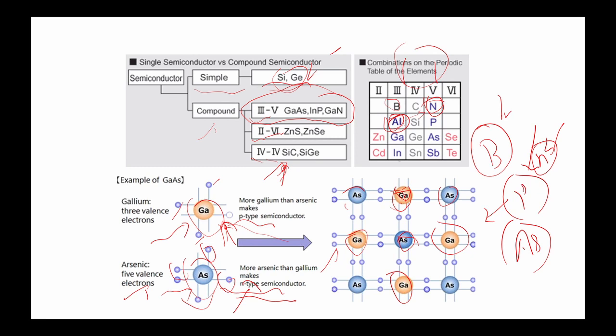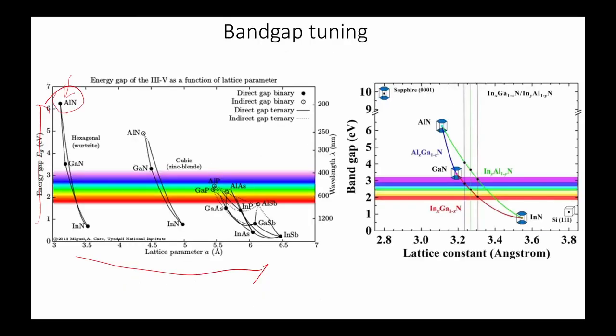In boron, aluminum, gallium, indium, we take these three and these three. Aluminum nitride is smallest in size, so the lattice parameters here are smallest. Whatever the structure it will form, the lattice parameter of aluminum nitride will be the smallest.